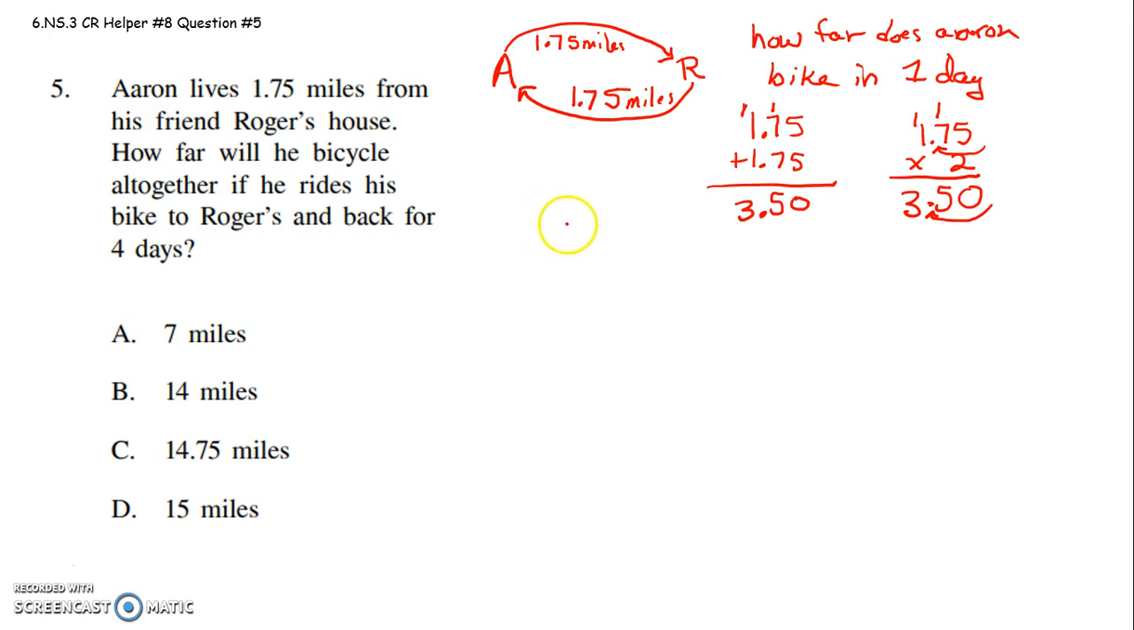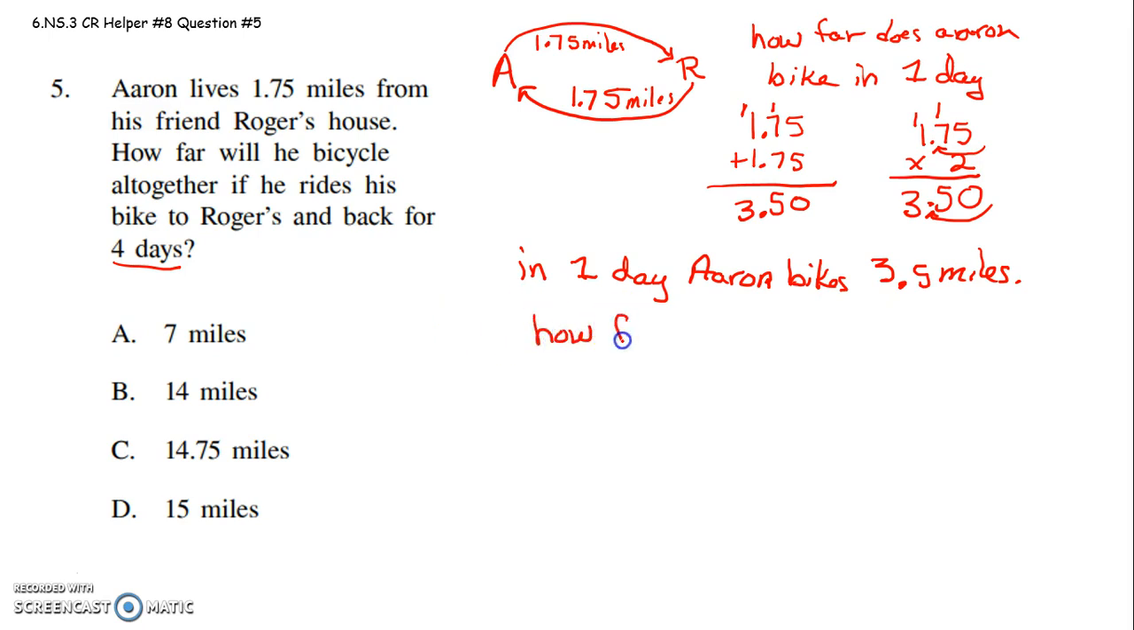But that's just one day. So in one day, Aaron bikes 3.5 miles. Now, how far will he bike in 4 days? That's what I got to figure out now. How far does he bike in 4 days?